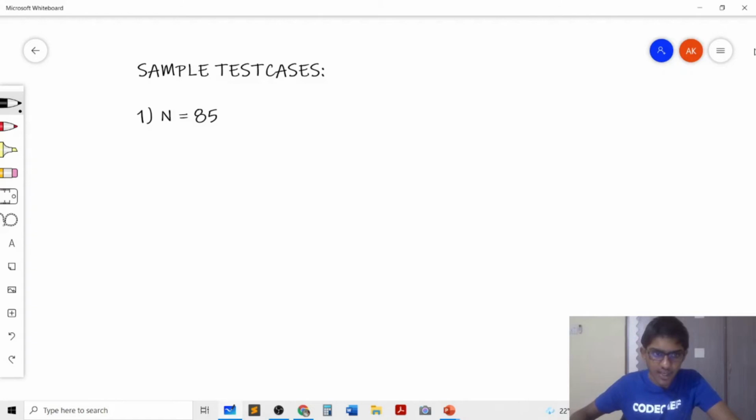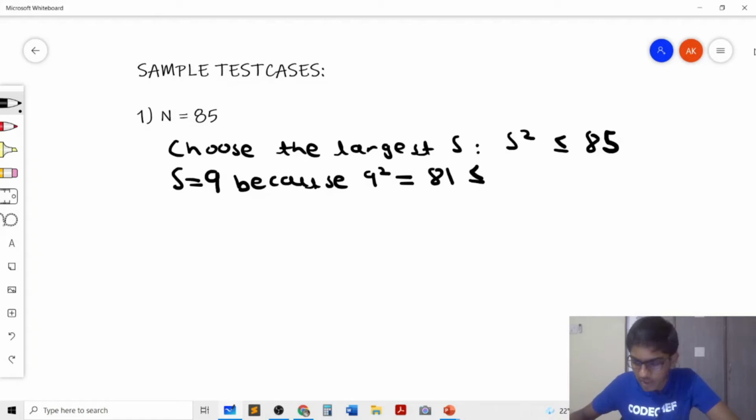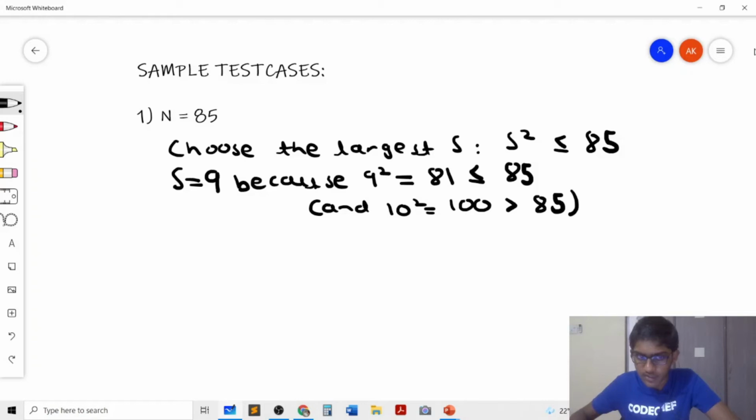When n is 85, we choose the largest s such that s squared is less than or equal to 85, and this can be found out to be 9, because 9 squared is 81, which is the largest square less than or equal to 85, and 10 squared, which is 100, is greater than 85. So our s value is 9.